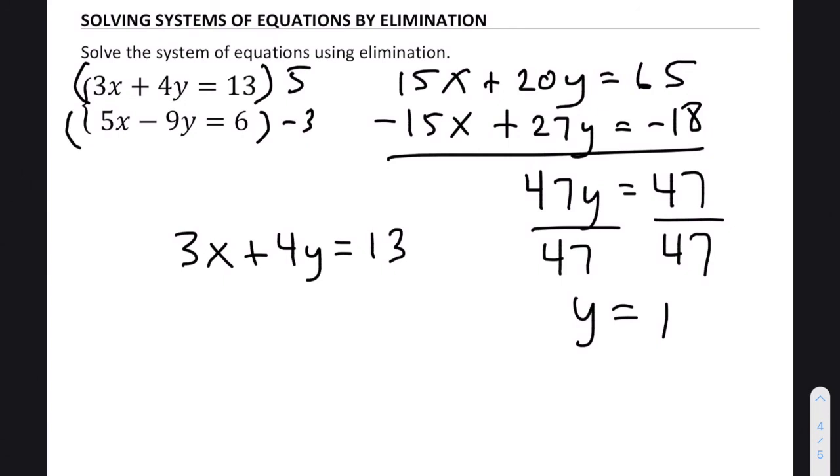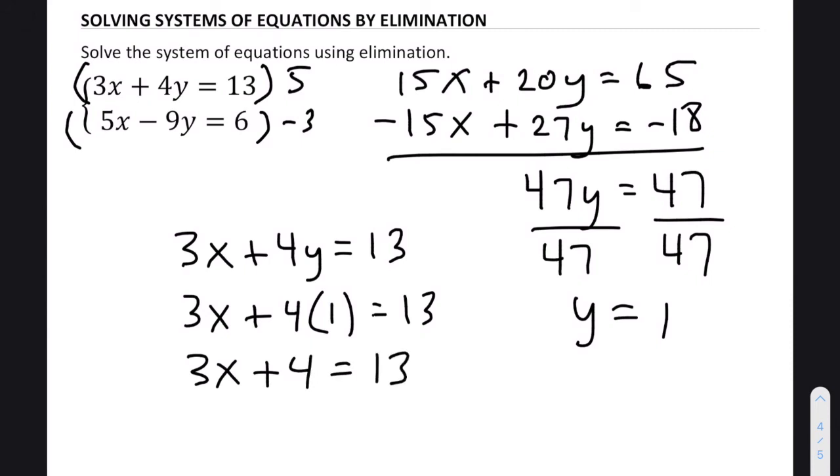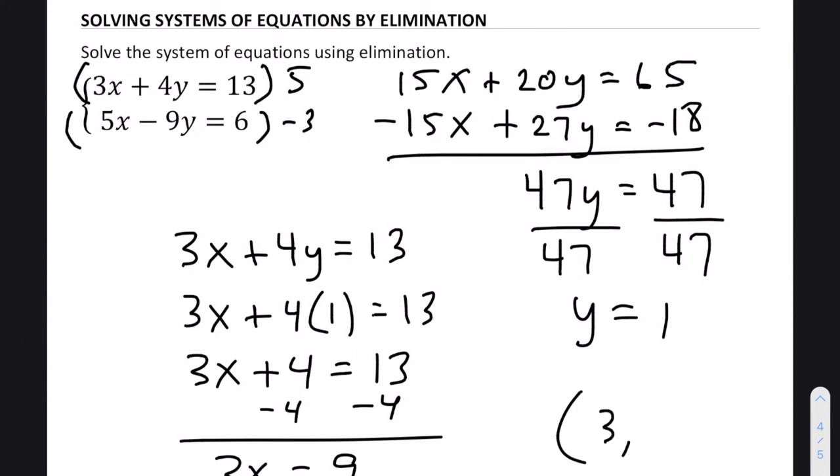So if we plug in that y, we have 3x plus 4 times 1 equals 13. And so we have 3x plus 4 equals 13. Subtract 4. So we have 3x equals 9. And so when we divide by 3, we get x is equal to 3. And so our solution then is 3, 1.